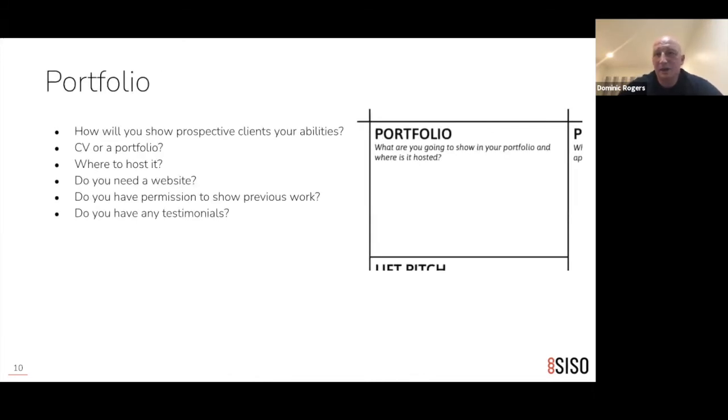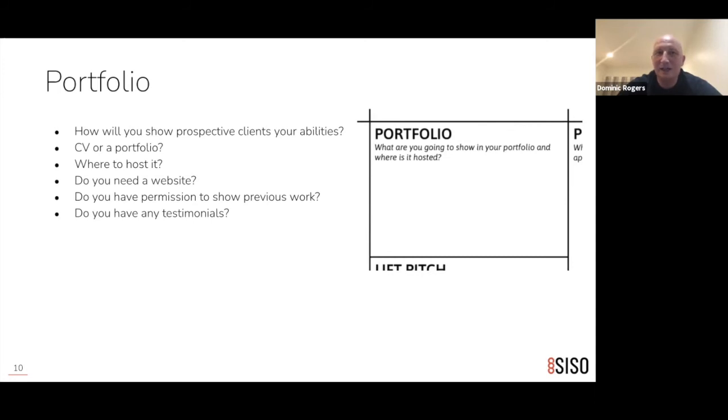The next section of the canvas is around your portfolio. So how are you going to show prospective clients what you're good at, your past work? One of the key things here is that you might not have permission to show certain things. For instance, one of my clients that I've worked with is Weta Digital, and I did work for Avatar 2, but I can't share any of the stuff that James Cameron's got. I can't share the photos that I was able to take on site doing user testing at the studios in LA.